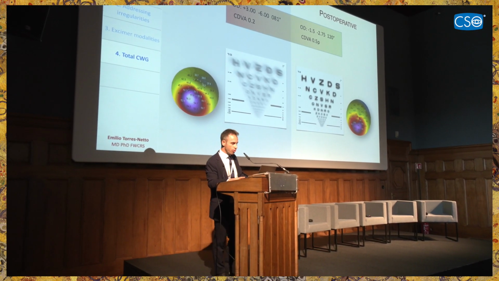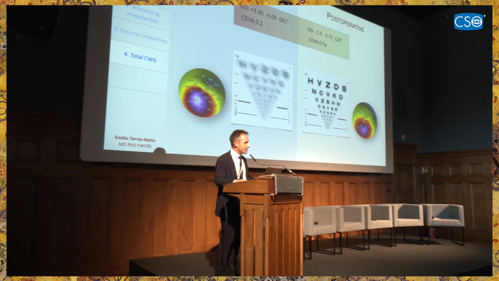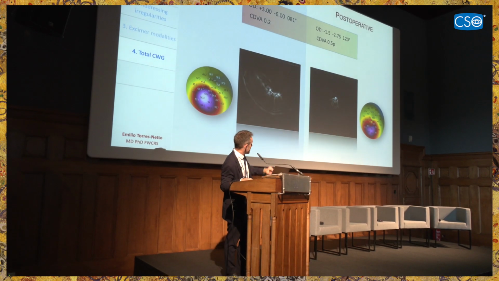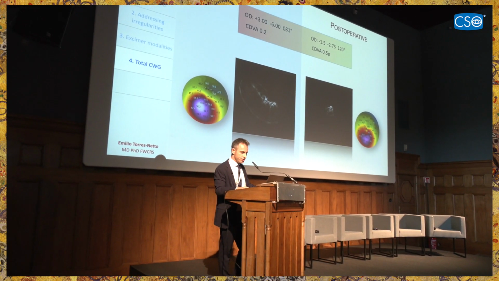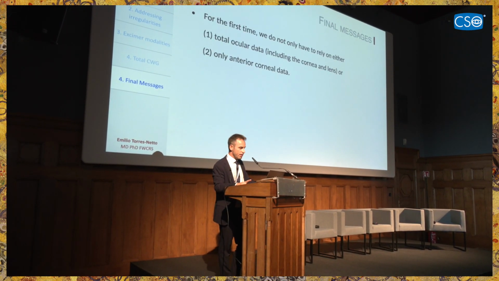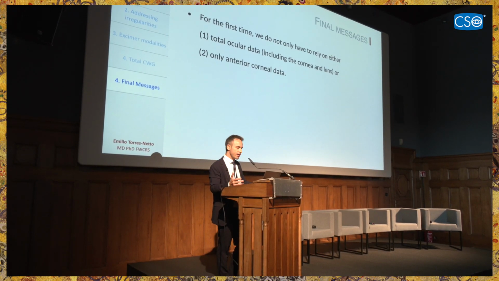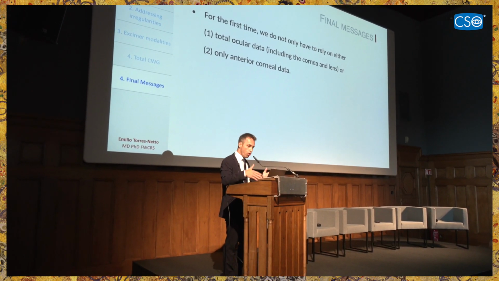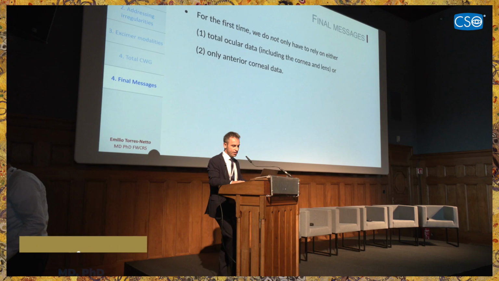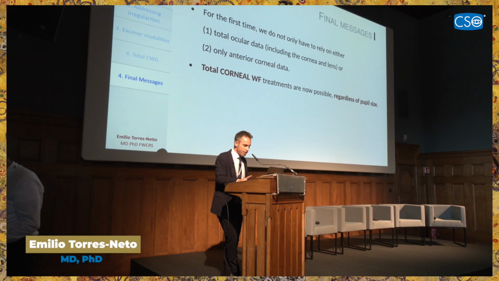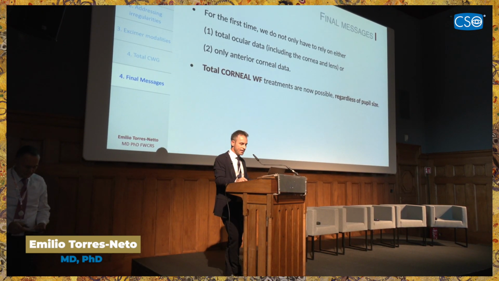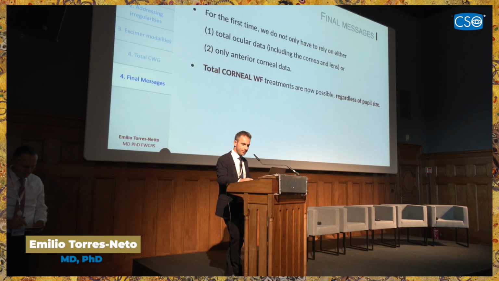And now with those screens it is very nice to show the patients before and after the surgery, and they understand very easily the letters and also the point spread function. So as a final message, for the first time we do not only have to rely on either the total ocular data, the whole eye, which would include the cornea and the lens, or only on the anterior cornea data. Now the total corneal wavefront is possible, and very nicely, regardless of the pupil size, of course.